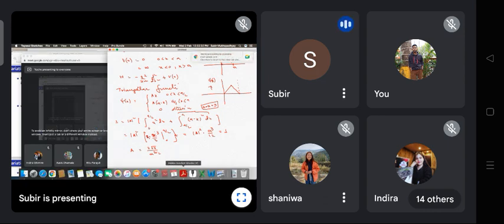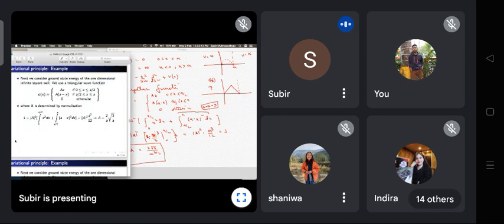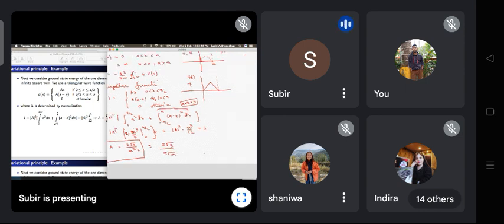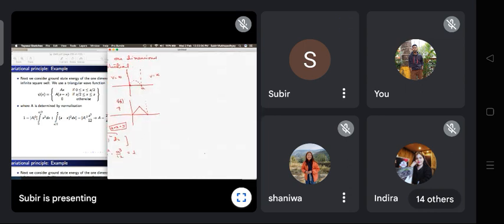Okay, so this is the value that we obtain from the normalization: A equal to 2 root 3 by a root a. Okay, so the normalization part is done. Our next task is to find out the expectation value.